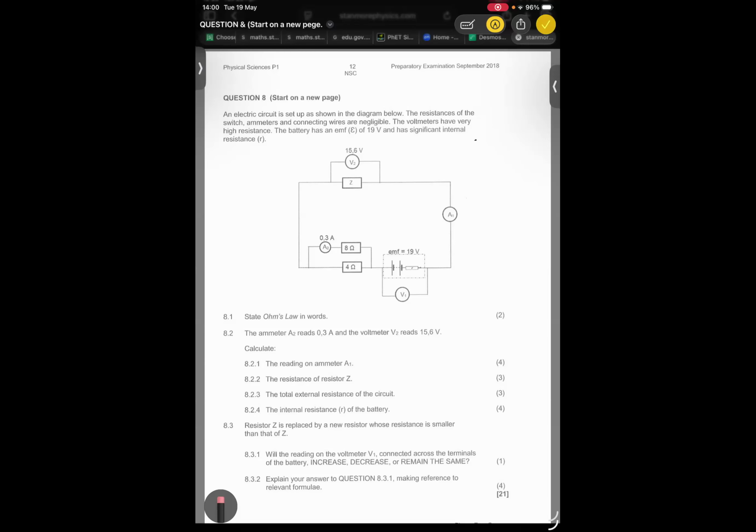In a series circuit, what's going on with the current? What's going on with the voltage? The current is the same, sir, in a series circuit. So in a series circuit, the current is the same. You are right. Yes. Well done.